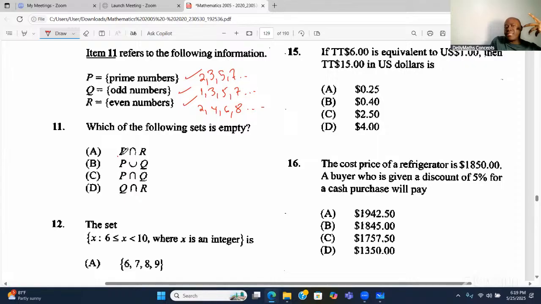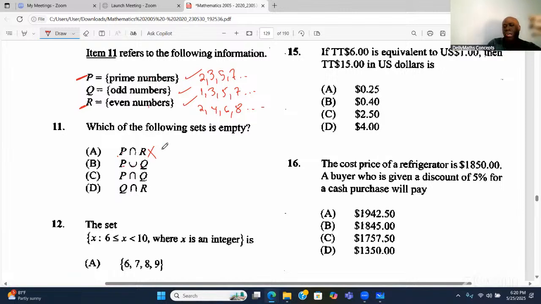If you intersect P and R, number 2 is there. Can you see that? For P and R, number 2 is there, so it's not empty. Number 2 is prime, number 2 is even. So this is not the answer. If you put together P and Q, you're not going to get empty.